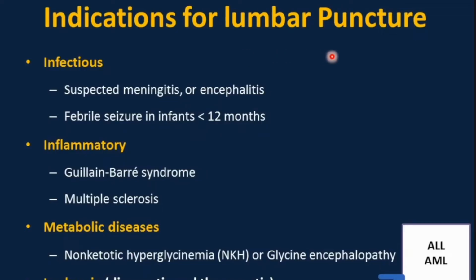Indications of lumbar puncture. Infectious: suspected meningitis or encephalitis. This is the most common indication in pediatrics. The febrile seizure in infants less than 12 months. Inflammatory, like Guillain-Barré syndrome and multiple sclerosis. It is also used for metabolic diseases, for example, non-ketotic hyperglycemia or glycine encephalopathy, and leukemia, for diagnostic procedure and therapeutics like in cases of ALL and AML.